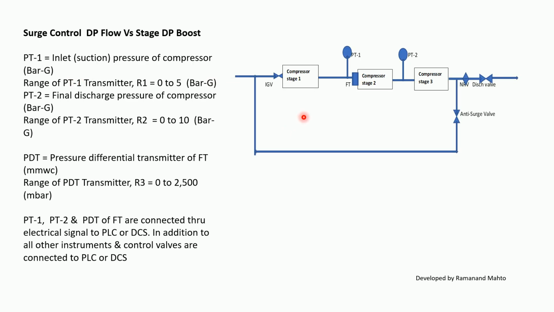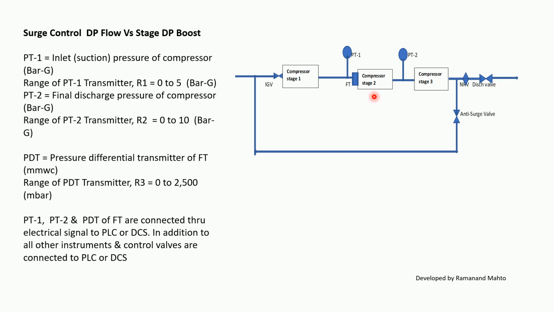This is a schematic of a multi-stage compressor. The compressor takes suction from either process gas or atmosphere. Then we have a multi-stage compressor, shown as a three-stage compressor: one IGV, compressor stage 1, then stage 2 and stage 3, and the anti-surge control valve, which comes to suction in case of process compression, or in case of air it should be vented to atmosphere. Then we have the NRV and discharge valve, which then goes to system pressure.